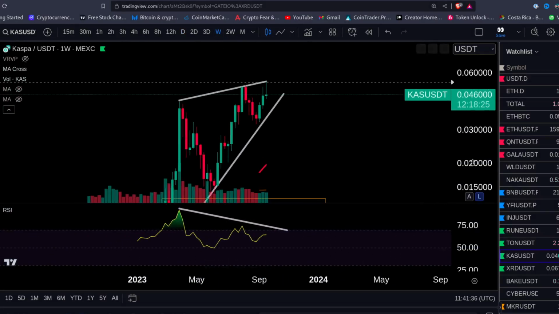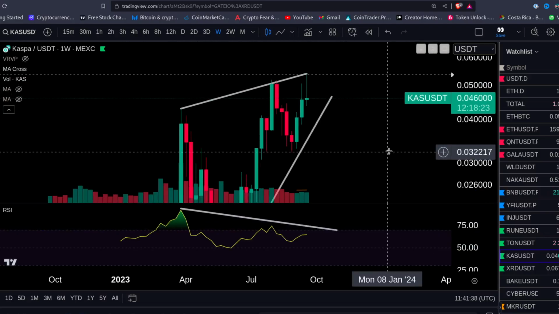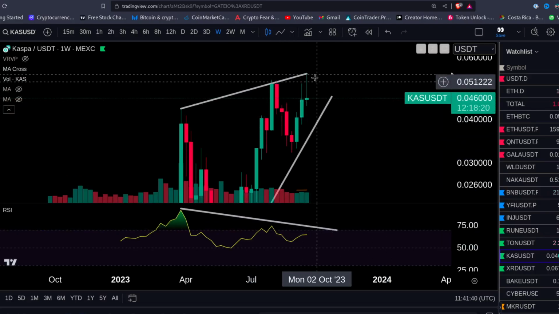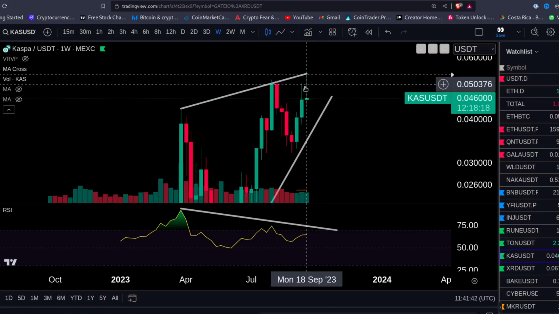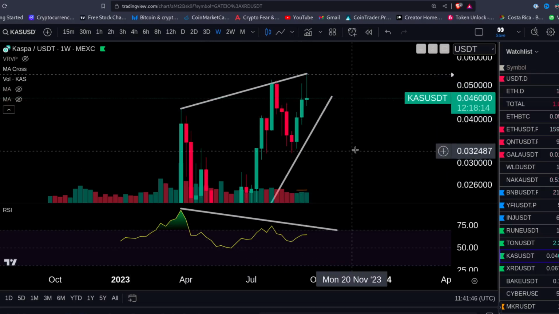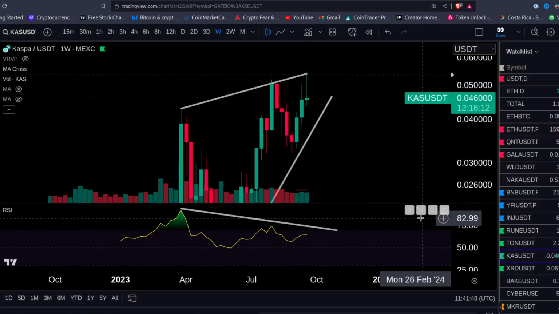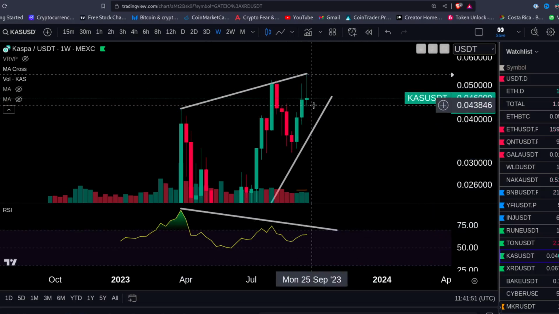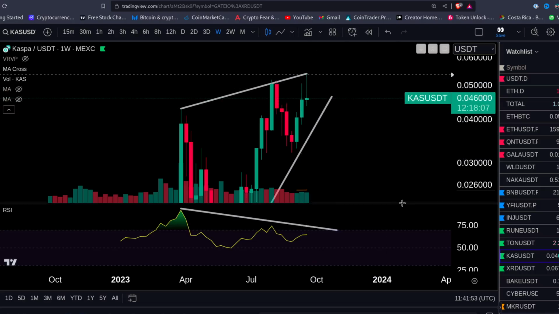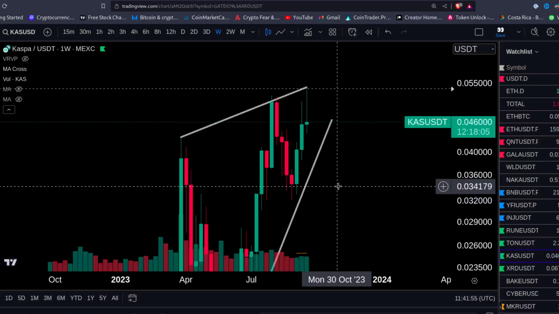The weekly chart. Now, you want to watch the weekly candle close in 12 hours here for Kaspa. As you can see at the moment, you have a little gravestone doji or a little shooting star here from the high. So that's usually not a good sign. You want to watch the close to see how this candle is going to close on the weekly chart for Kaspa.